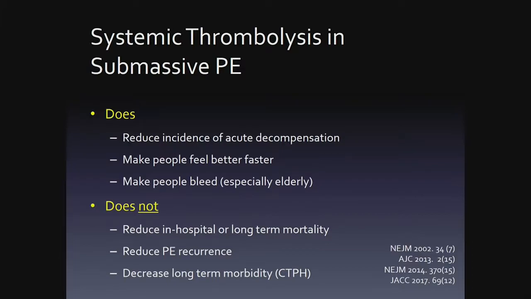So, to cut to the chase, we're not going to go through all the articles. What do we know about patients in that gray box? What does thrombolysis do? So it turns out that it makes people less likely to decompensate. It makes them feel better faster. And if you use aggressive thrombolytic regimens, it makes them bleed, especially if they're elderly. What do we define as elderly? Over the age of 75, 65 to 75 is sort of the gray zone. What it does not do, it does not reduce in-hospital or long-term mortality.